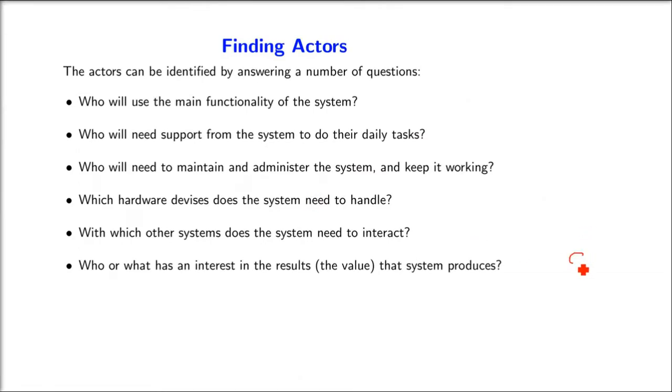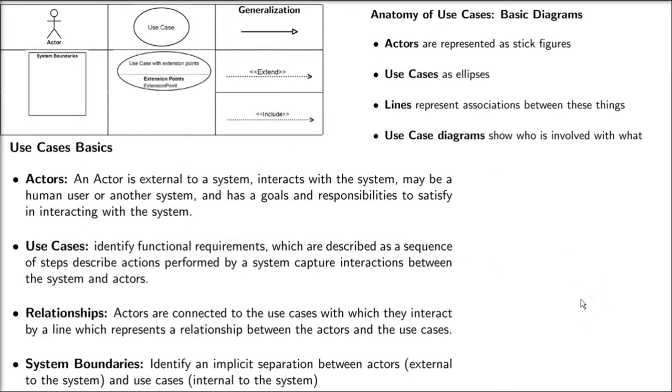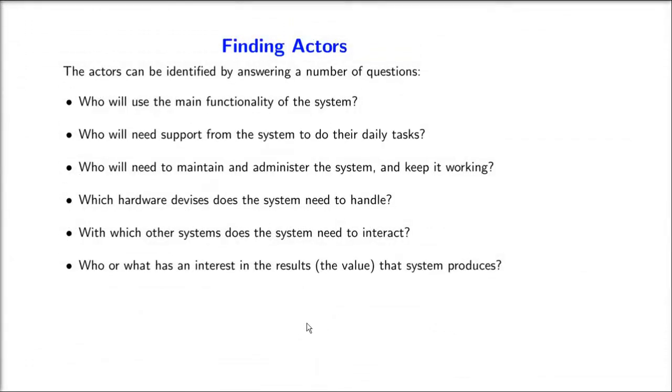Now the question should come to your mind: how do we find the actors? Who will be the actors? The actor, the stick figure, is like a human being. You are making a human kind of stick figure. So how to find an actor? I'll give you some ideas. Whenever you are trying to find the actors, you need to ask some questions. If there is a movie being made, how do you choose the hero of the movie? Who will use the main functionality of the system? That will be the actor.